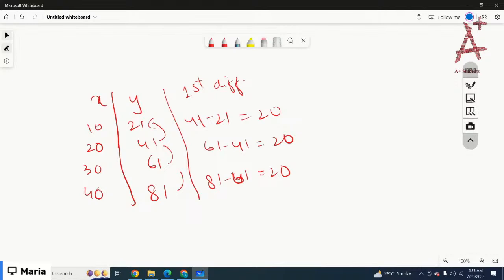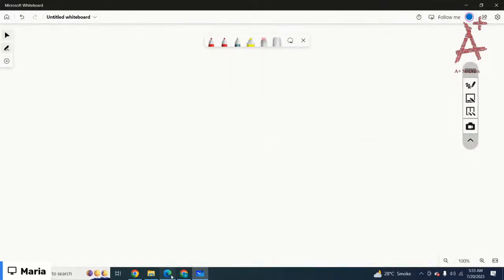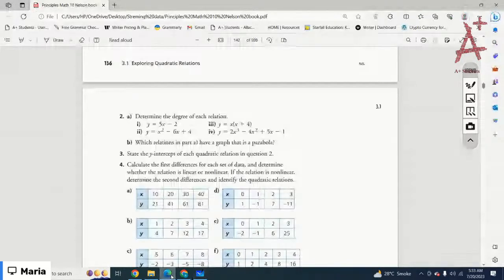If the first difference is the same, that means it is a linear relation. Got it? Okay, let's just do B. Maybe we have to calculate the second difference.